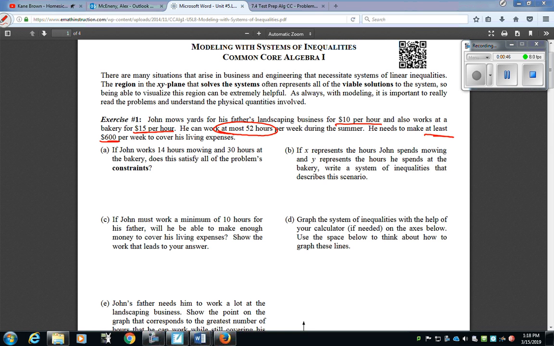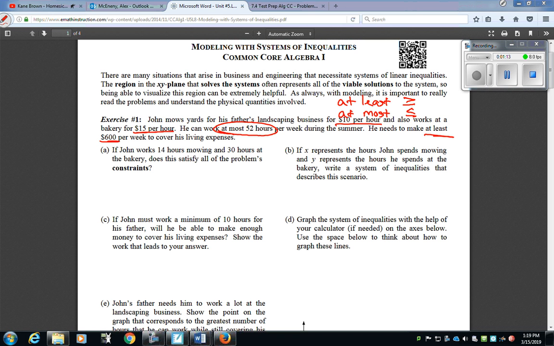So some of those phrases, at least and at most, in these contexts, at least refers to the amount you can make or anything above it. So for at least, we're going to have to use greater than or equal. And at most means that's the highest value you can see, so all answers would have to be below that. So you can't work more than 52 hours. And for example, if he made $700, well, that would be more than 600, so that would cover his expenses.